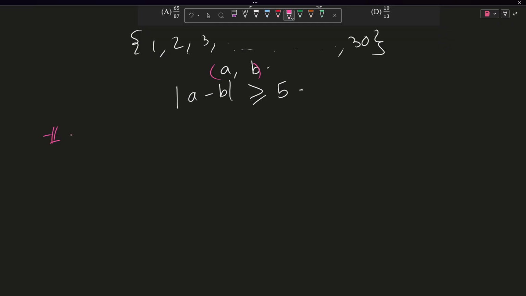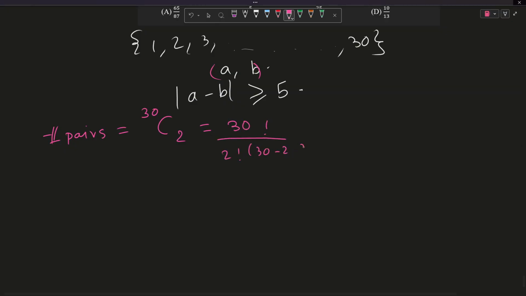So total pairs is just we choose 2 from 30. So C(30, 2) is just 30 factorial over 2 factorial times 30 minus 2 factorial, which is just 29 times 30 by 2, which is 435.